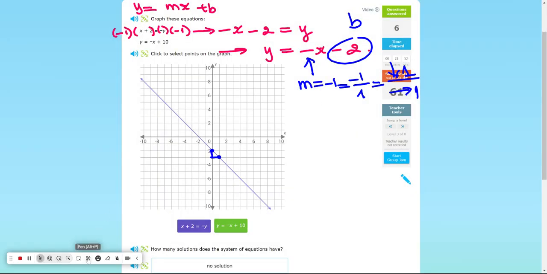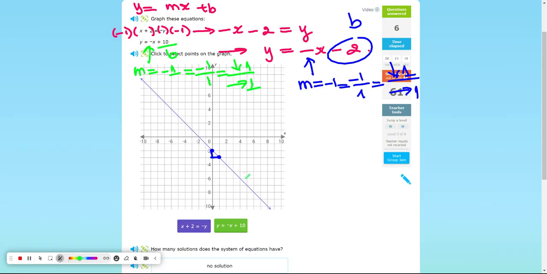Now on the second line, you can see clearly the slope m equals negative 1. So it means negative 1 over 1, so I go down 1 and then right 1. Ooh, the slope of the second line and the slope of the first line are both negative 1. So we expect the two lines to be parallel. And then the 10 is the b.